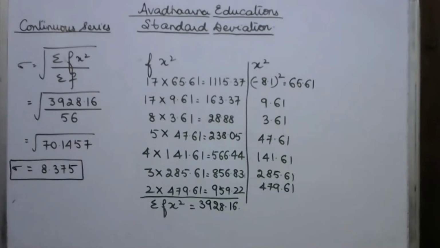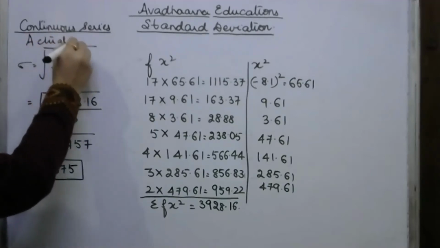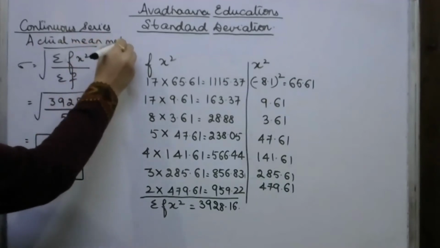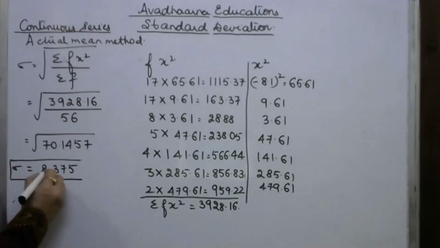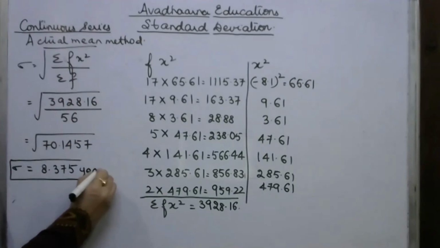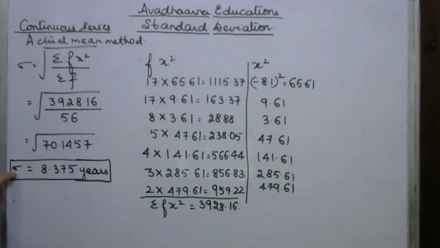I hope that the solution of this problem, that is calculation of standard deviation in case of continuous series by actual mean method, is clear to everyone. One thing you need to remember: our variables were age in years, so the standard deviation will be 8.375 years. Fine, you have to write the unit. So 8.375 years is the standard deviation.